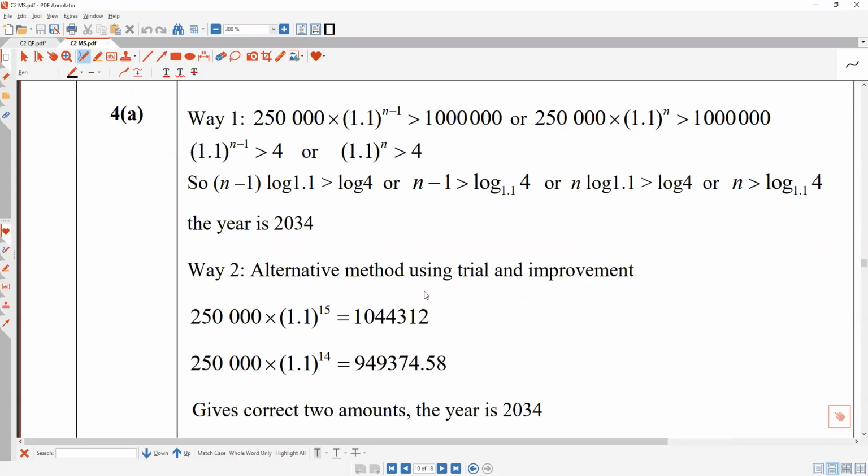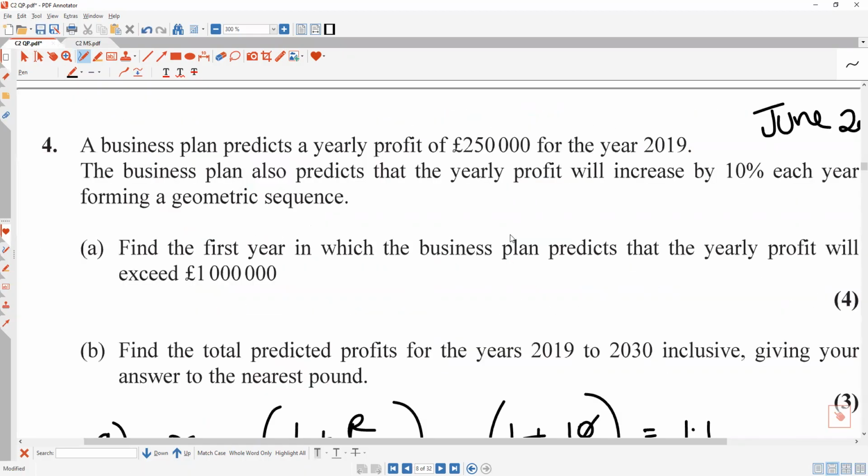Now, it was 16 years. But 2019 itself is 1 year. So 15 years remain. 2019 plus 15 is 2034, which is the year at which their profit will exceed 1 million.